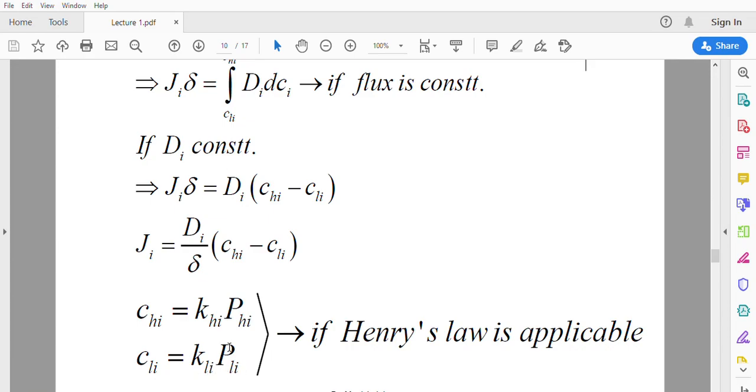This is Henry's law, right? So here PLI is the pressure of component I at the permeate side, and KLI is the Henry's constant of component I at the permeate side. KHI and KLI are generally functions of temperature only, if your pressure difference is not very high. But if the pressure difference is very high, then KHI and KLI may become functions of pressure also. So KHI and KLI may be equal if the pressure difference is not very large. If the pressure difference is very large, then both are different.